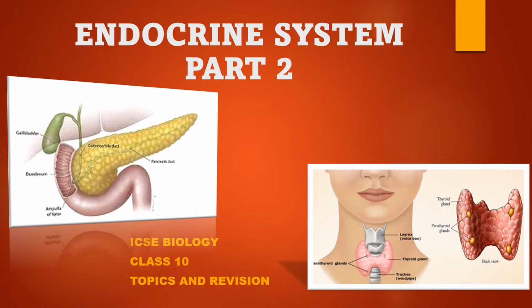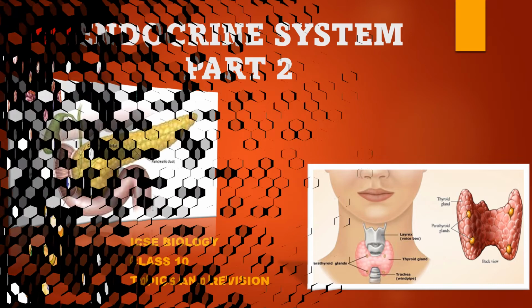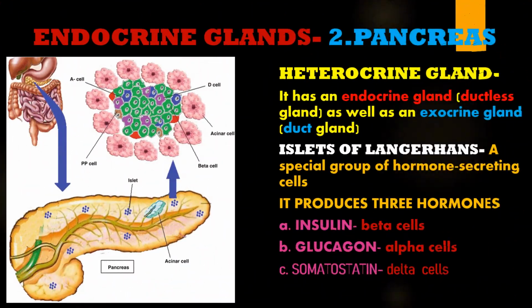Today we are discussing endocrine system part 2. In the last video we discussed the introduction of the endocrine system and one of the endocrine glands, that is the adrenal gland. In this video we are discussing two endocrine glands, pancreas and thyroid gland. First we can go through the pancreas.